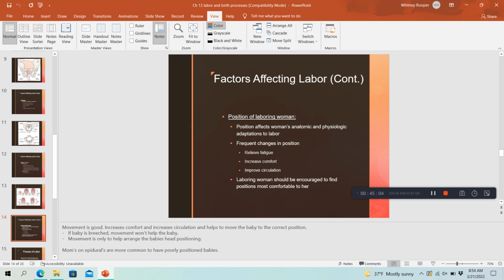So changes in position are the best thing to do to help the baby to move and get in the most ideal position. Again, we're talking about getting the head to move. We're not talking about getting the baby to turn, like I said, from breech to vertex. That's not going to happen.